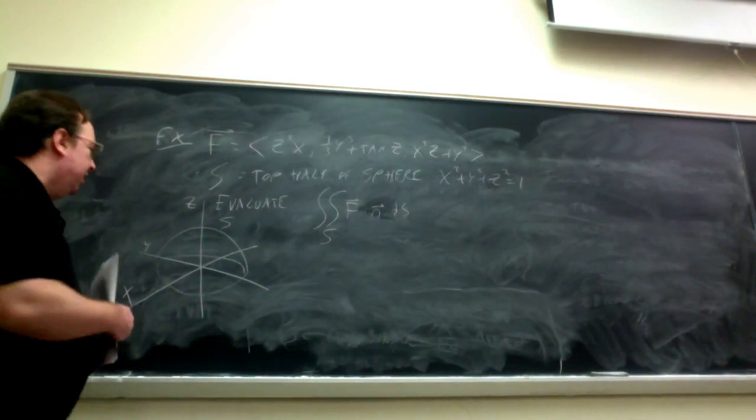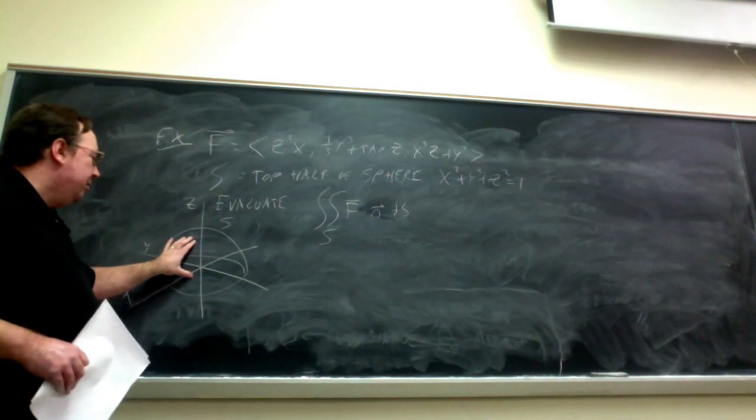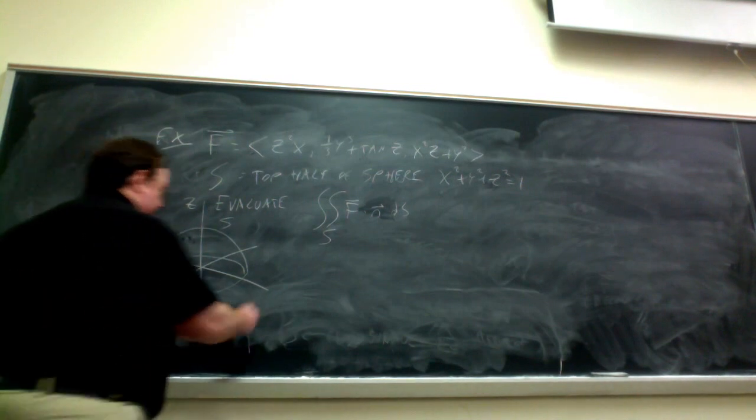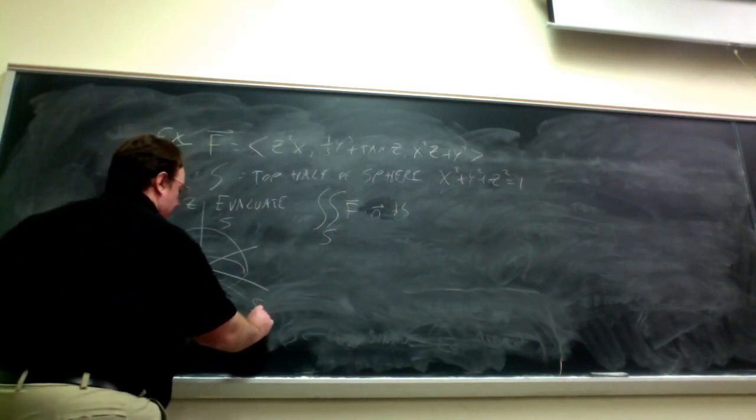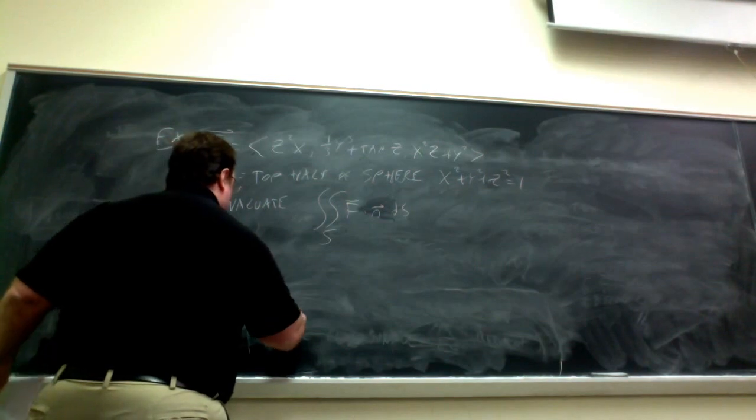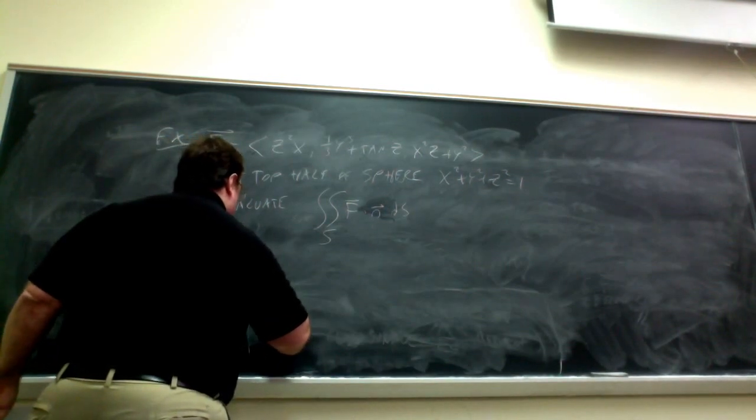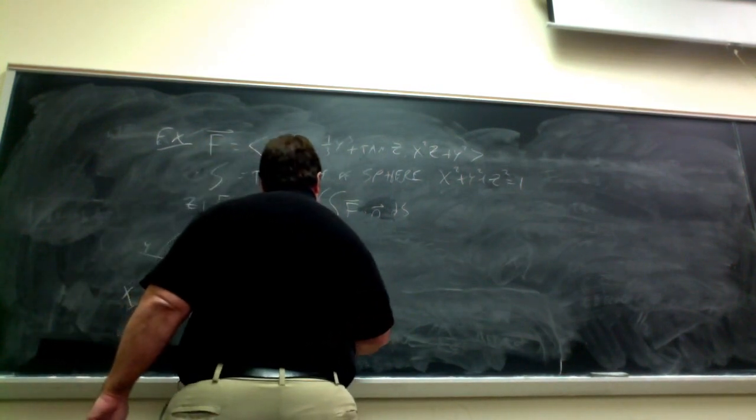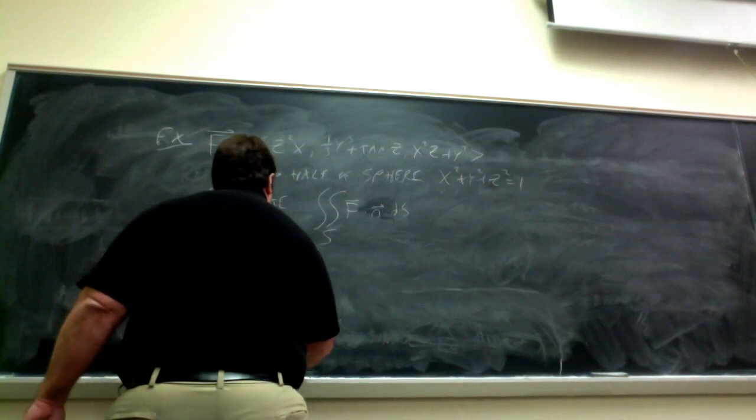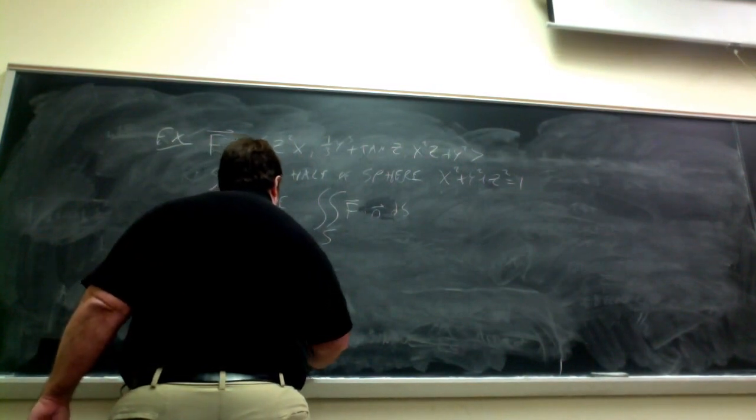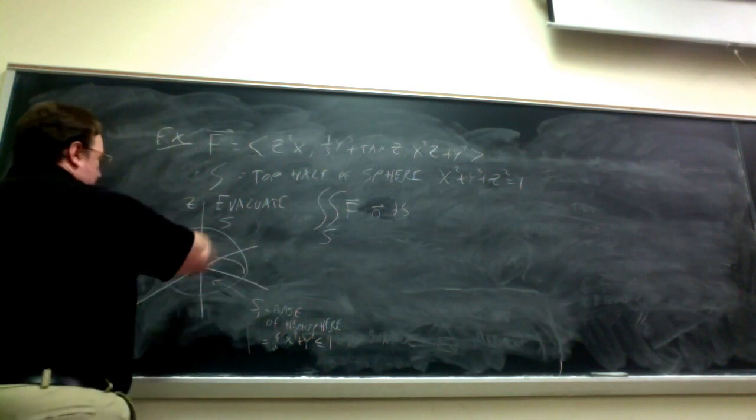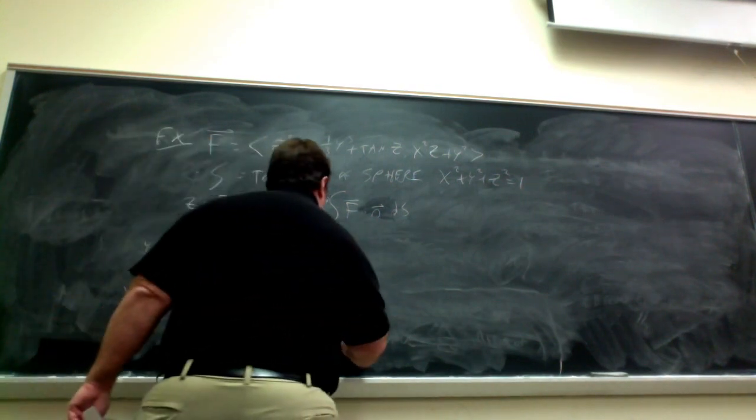The interior of this top half requires the base also to be included in the boundary. So if I define S1 to be the base of this hemisphere, this would be the set of all points where x squared plus y squared is less than or equal to 1, so everything in this unit disk, and z is equal to 0.